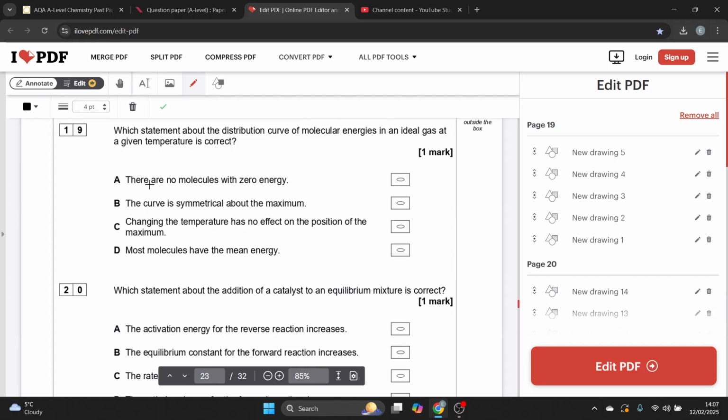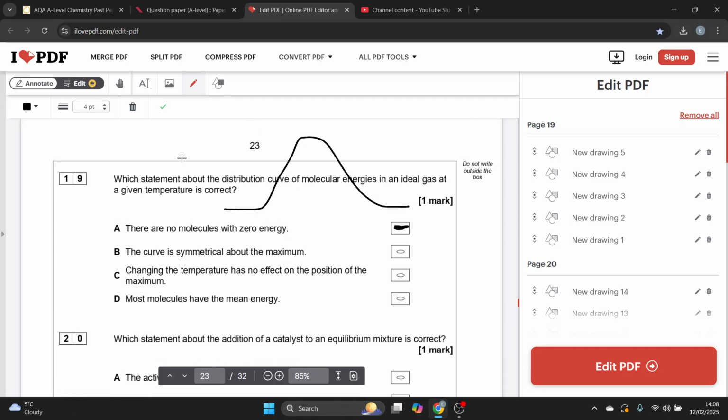Question 19, which statement about the distribution curve of molecular energies in an ideal gas at a given temperature is correct? There are no molecules with zero energy. That's completely correct. The curve is symmetrical about the maximum. If we draw it out, it's not symmetrical about the maximum.